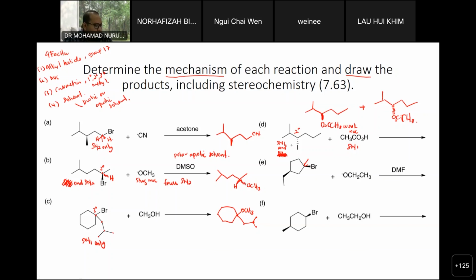For the last one, we have to determine that this is a secondary alkyl halide. Okay, my drawing pad is getting better now. So we have to make some notes: SN1 and SN2. And after that, this one is a strong nucleophile.